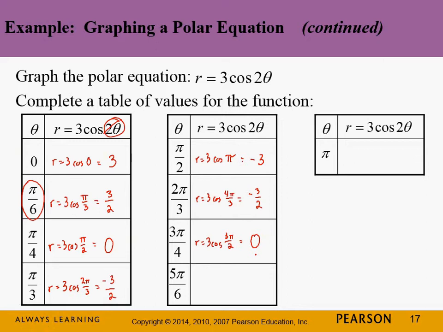And then 5 pi over 6, we get r equals 3 cosine of 10 pi over 6, which is 5 pi over 3. And what's cosine of 5 pi over 3? 1 half times 3, 3 halves. And then r equals 3 cosine of 2 times pi, 2 pi. What's cosine of 2 pi? 1. 1 times 3 is 3. All right. So we've worked out all of the values for r and theta.